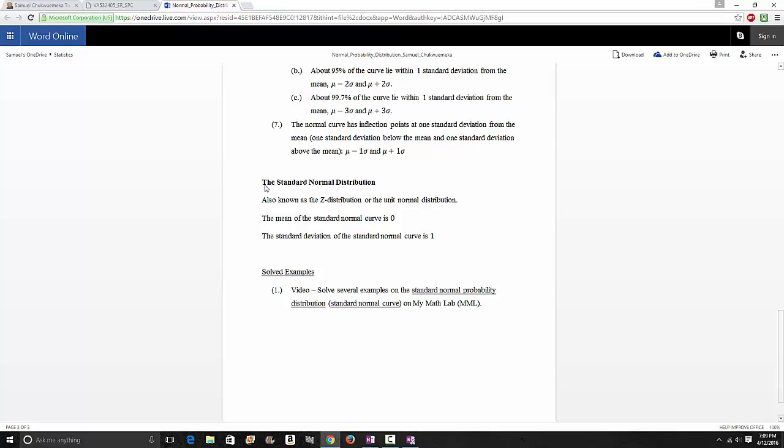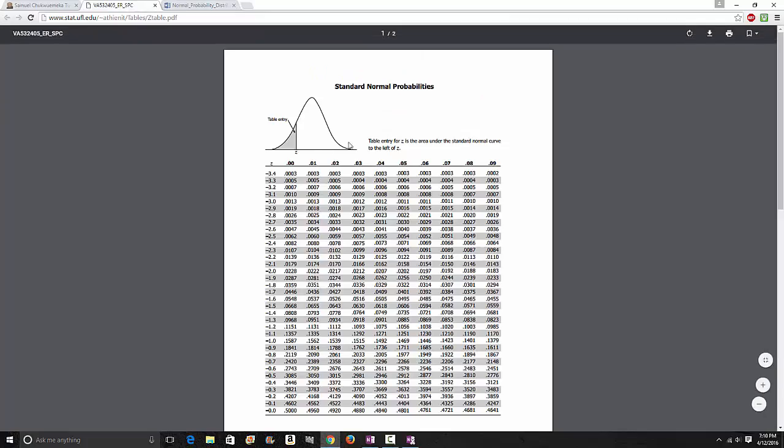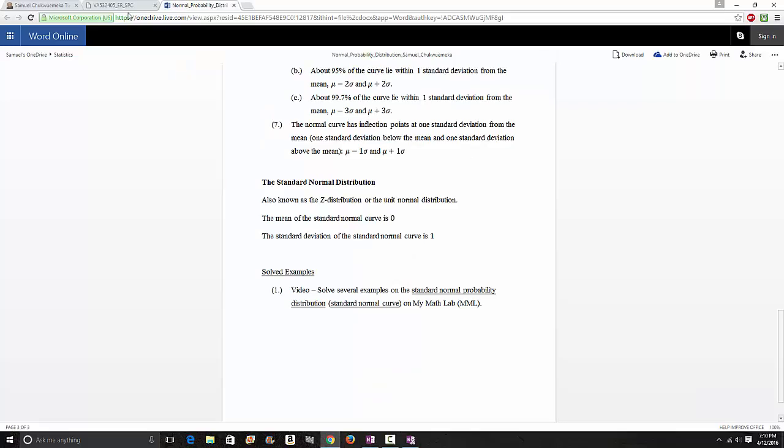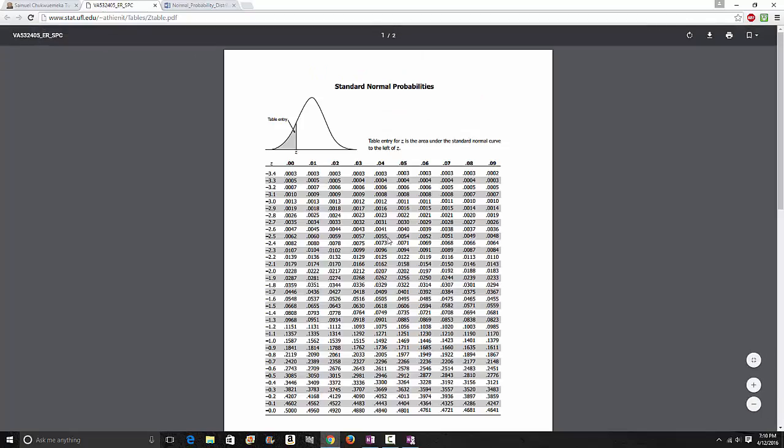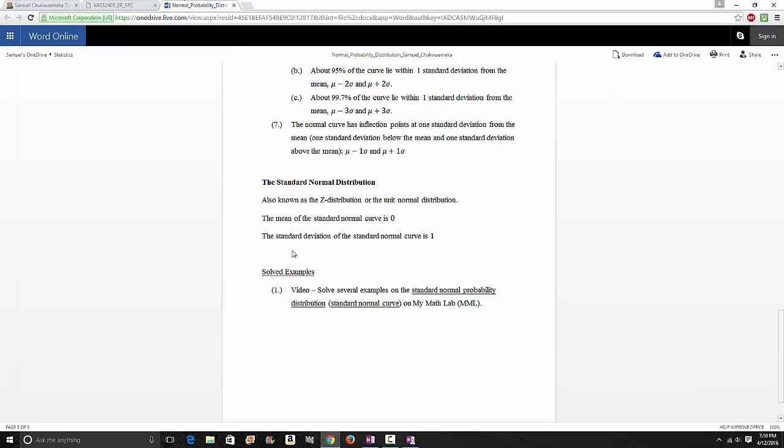All right. The standard normal distribution is also known as the Z distribution or the unit normal distribution. And that is what we will be using for this table, because we have to normalize first by finding the Z-scores. Then we can now use this table. The mean of the standard normal curve is 0, and the standard deviation is 1.